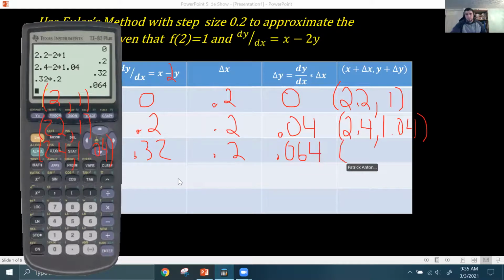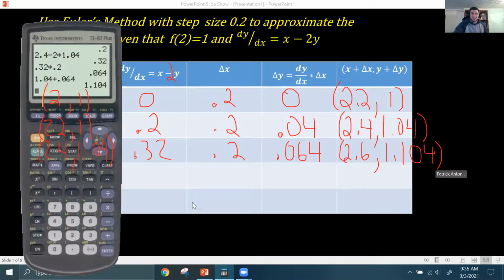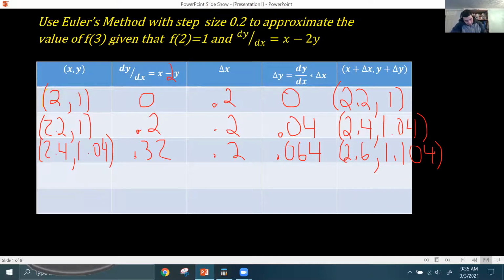0.064. Now, our new point is going to be the previous point plus the change in x for the x value, so 2.6. And then it's going to be the previous point, 1.04, plus the delta y, 0.064. And you get 1.104. Okay, now we just keep carrying on. You have to be careful, and this is the power of doing this in a table like this, because you have all your information laid out in front of you.